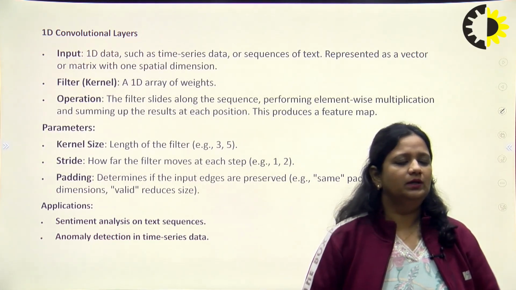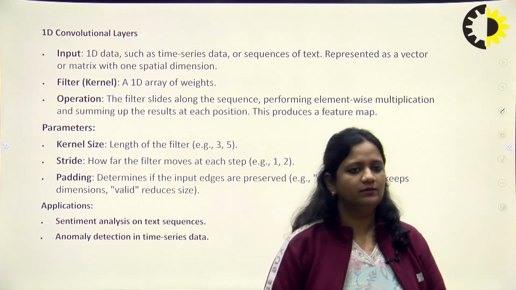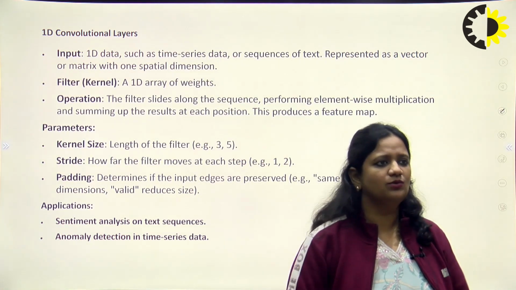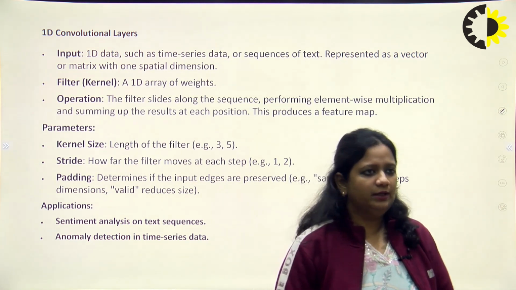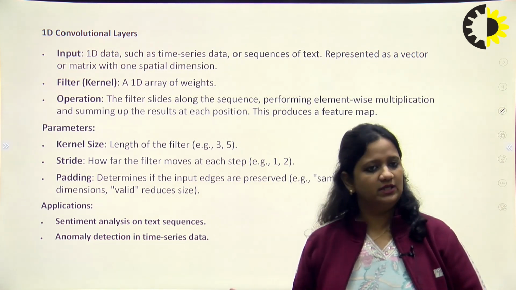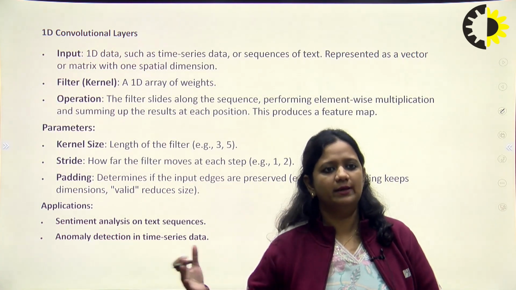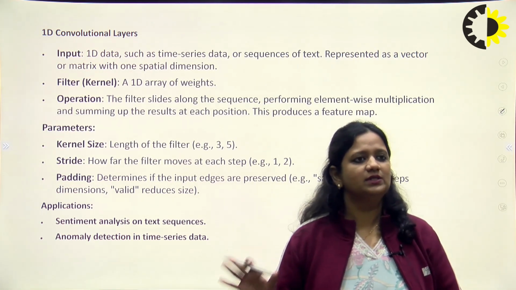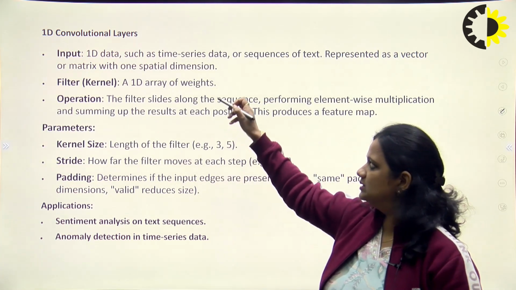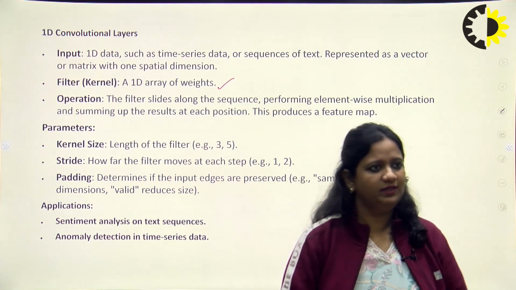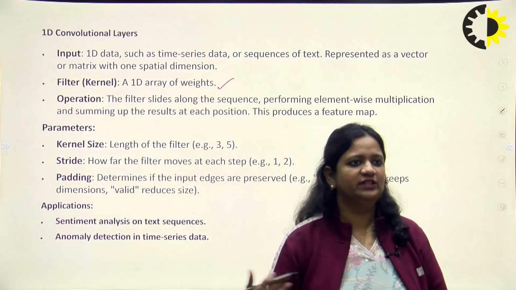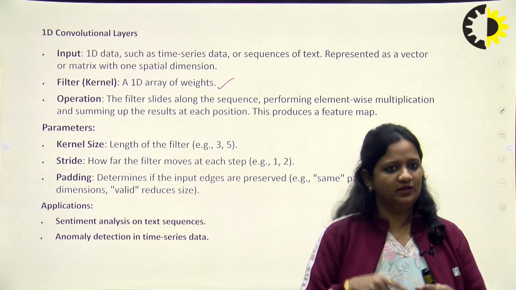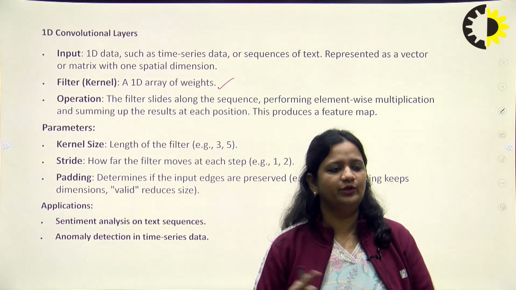Now, the 1D convolution layer, the one-dimension convolution layer, and the two-dimension convolution layer. What is a one-dimension convolution layer? For example, the input is one-dimension data such as time series data, or a sequence of numbers represented as a vector or a matrix with a spatial dimension. The second is the filter, a one-dimension array of weights. We apply the operation: the filter slides along the sequence, performing element-wise multiplication and summing up the result at each position to produce a feature map.